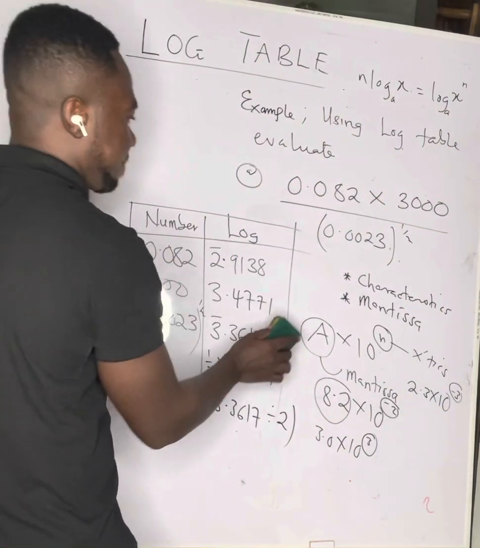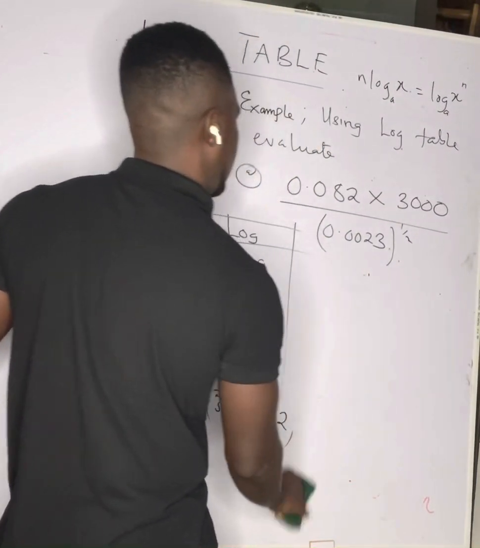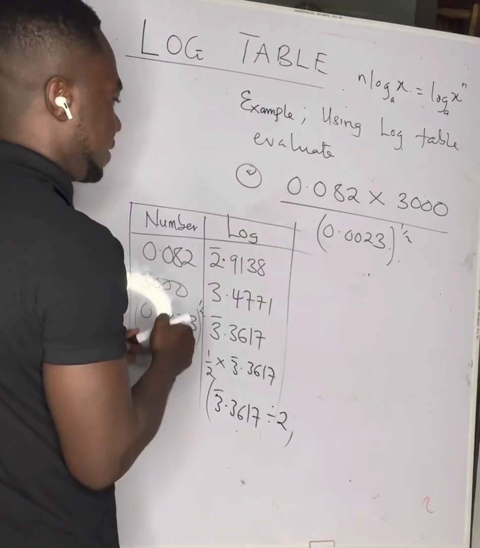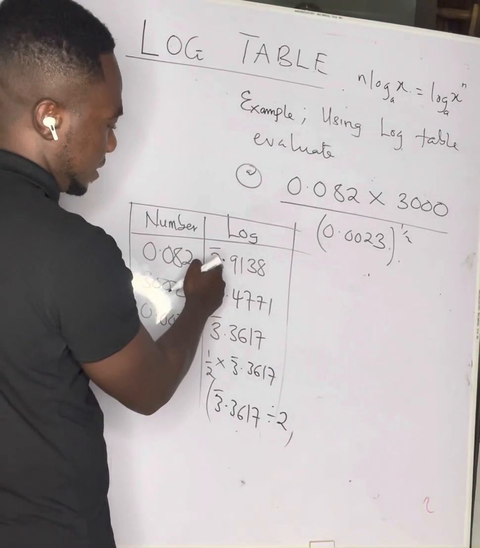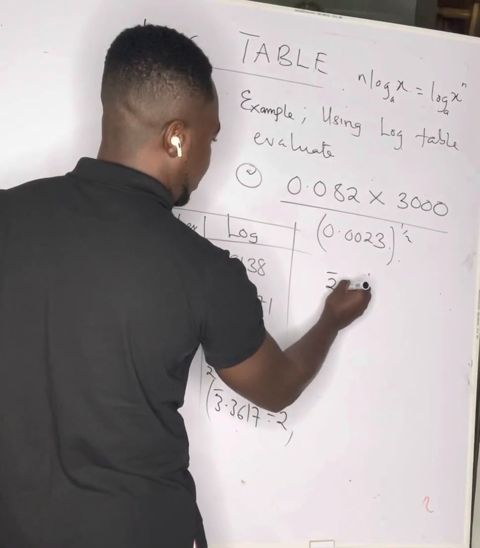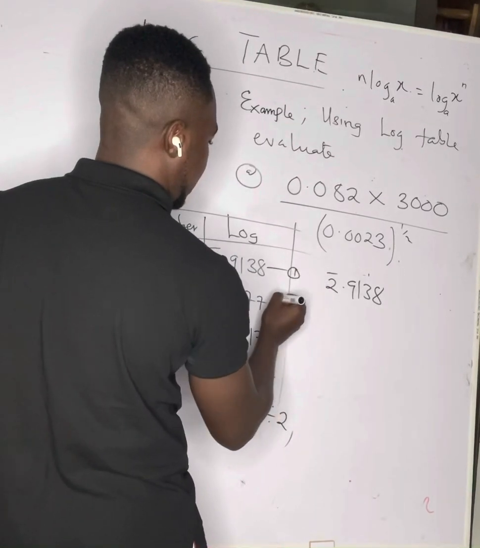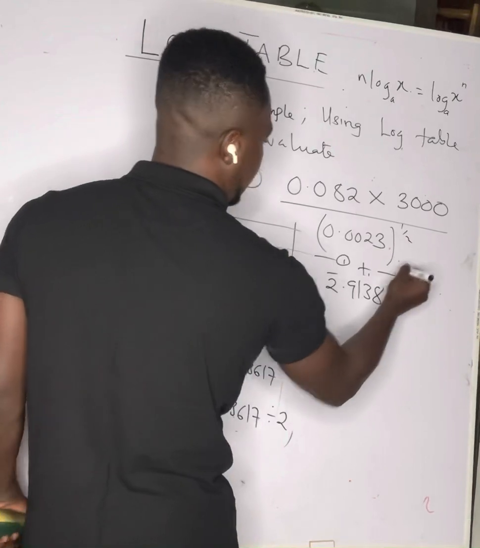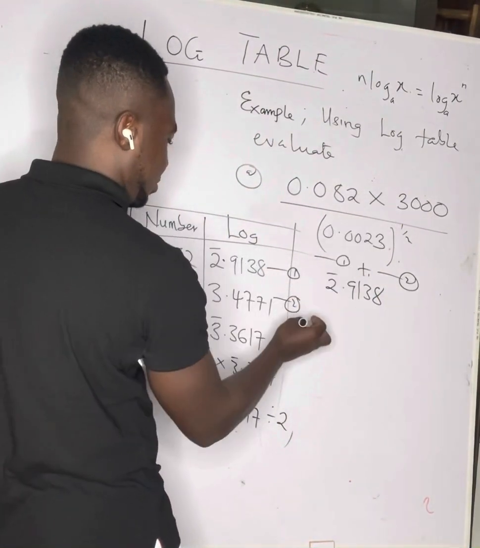So for the addition, we have .082 multiplying 3000. So multiplication tends to addition. This is this number, negative 2.9138. So we have negative 2.9138. Let me call this expression 1, then expression 2. So we are adding expression 1 plus expression number 2, adding this to that from the multiplication property.